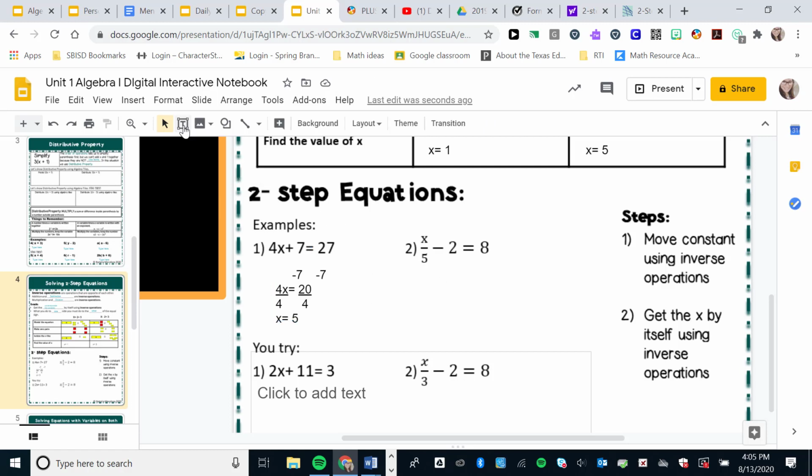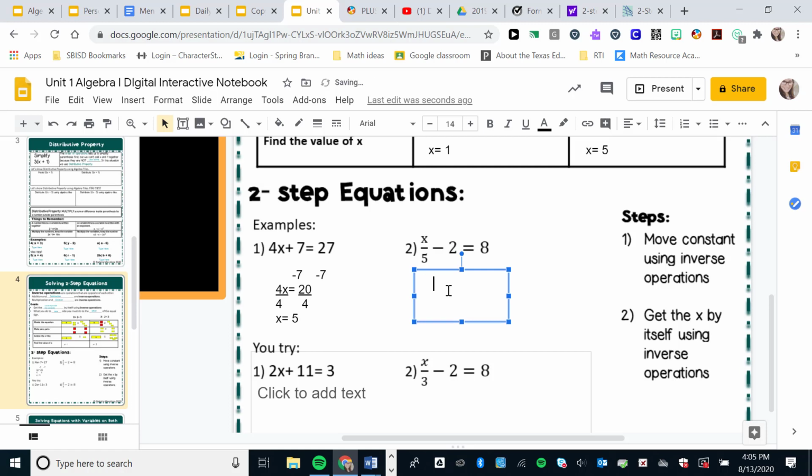This one's a little bit different, and I wanted to put it in here on purpose because I wanted to show you how we do something like this. So the first step is the same. I have minus 2, so I need to do the opposite operation, which means I add 2 to both sides, because minus 2, the opposite is plus 2. So what am I left with? I am left with this same number here, and it's going to look a little bit different than what you see. So x divided by 5 equals 8 plus 2, which is 10.